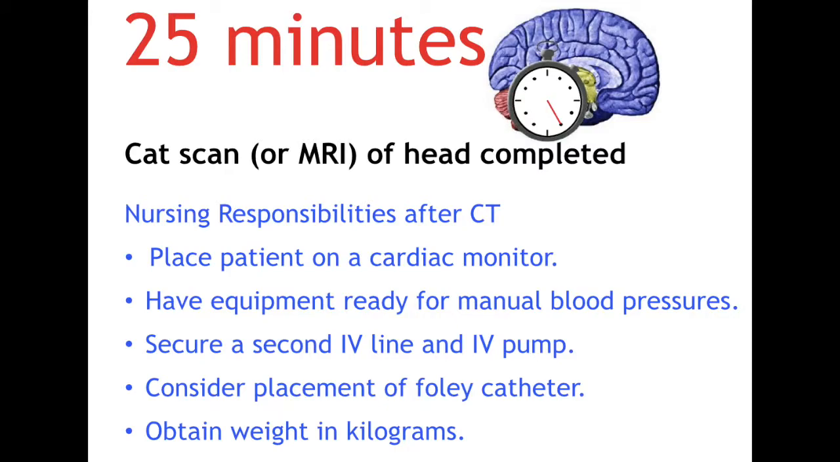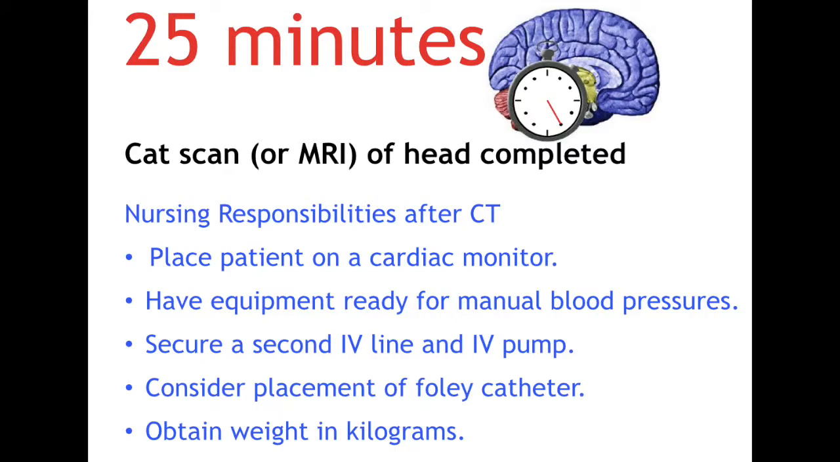The nursing responsibilities at this time are to place the patient on a cardiac monitor and to have the equipment ready for manual blood pressures. We want to get things ready in anticipation of TPA. You want to secure a second IV line and get your IV pump ready. Consider placing a Foley catheter for the patient because this patient is going to get TPA. You cannot insert a Foley after the medication has been started.